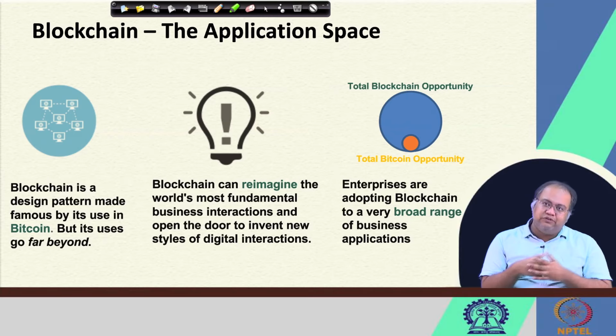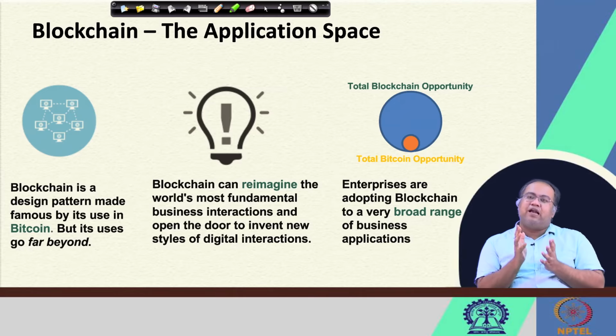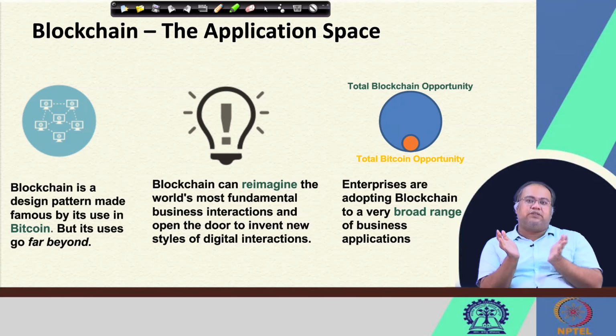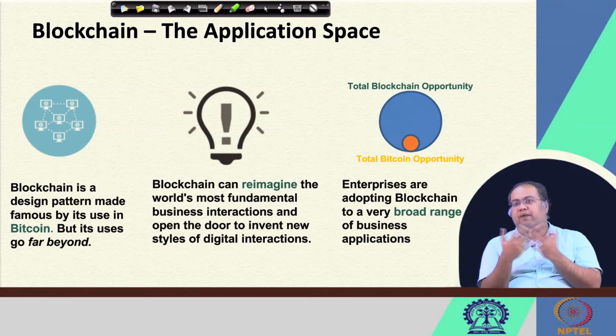Using blockchain you can reimagine the world's most fundamental business interactions and open the door to invent new styles of digital interaction. Ideally, the business models that people followed before the invention of blockchain were more of a centralized architecture, where if multiple enterprises want to coordinate or cooperate with each other, they upload or share data with some centralized party which we call the trusted third party, and that trusted third party will provide all the information and facilitate sharing the information among individuals.